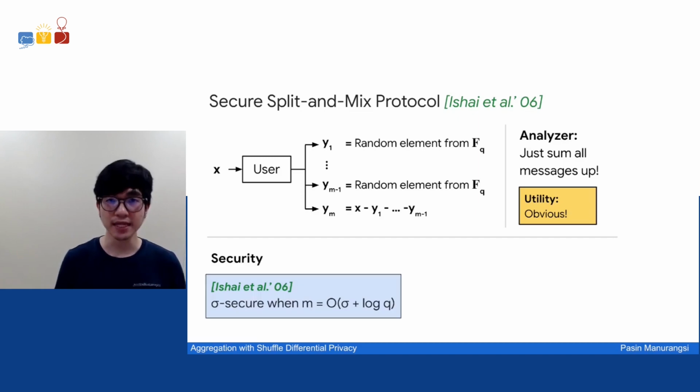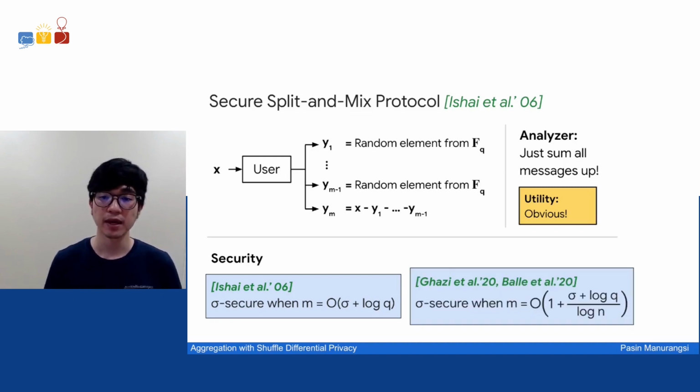Now, in terms of utility, Ishai et al. show that the protocol is sigma-secure, where sigma is the security parameter, when m is something like sigma plus log q. This number of messages m was improved recently by a factor of log n, which also improved the communication of the protocol. Okay, so this is the security setting.